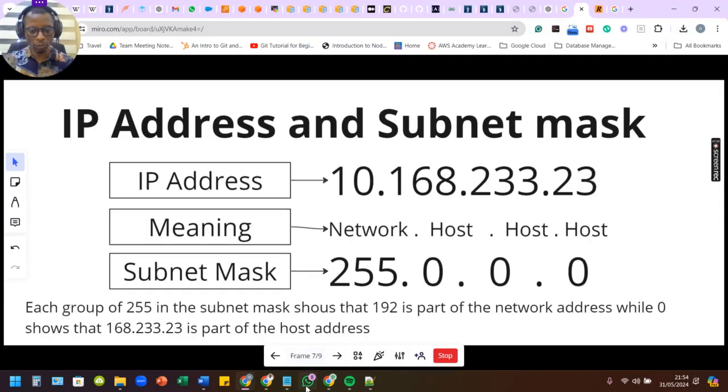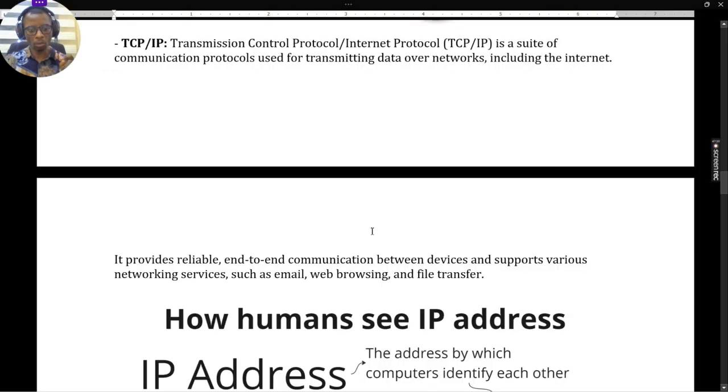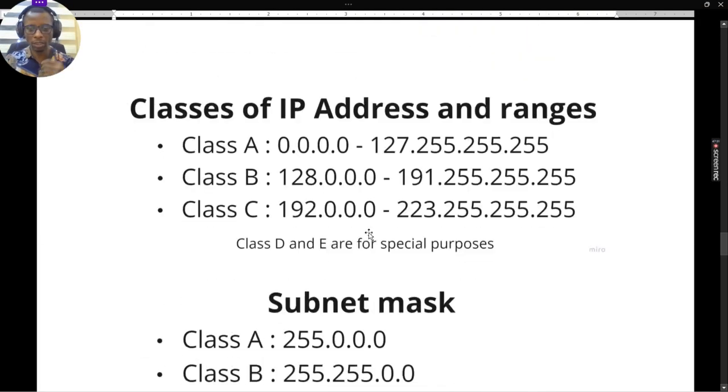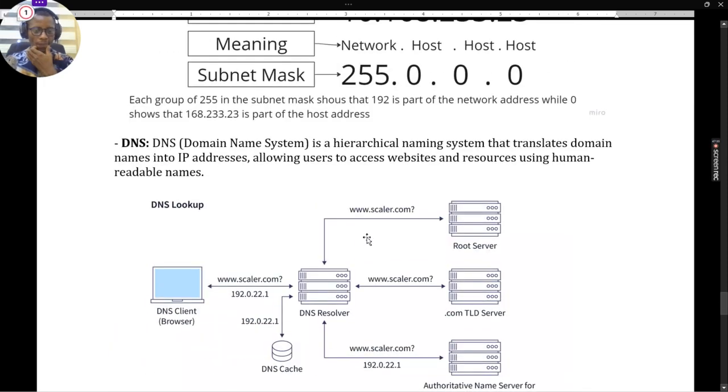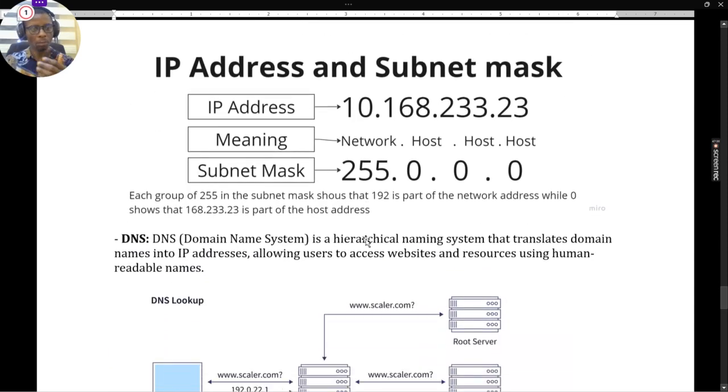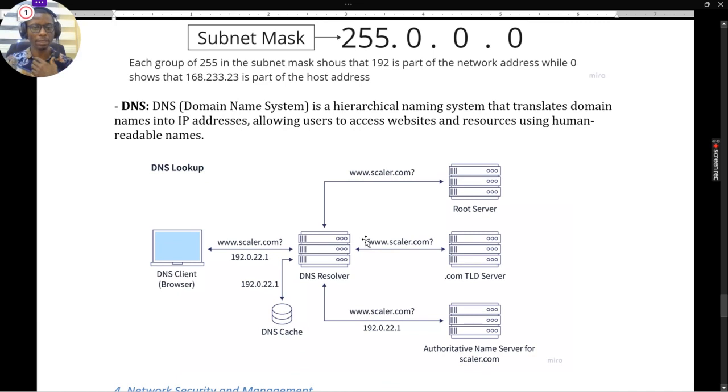So now let's move on to our course notes. I've also included it in our course notes already. So now let's move on to DNS. DNS is also something you come across. It's called the Domain Name System. It's a hierarchical naming system.